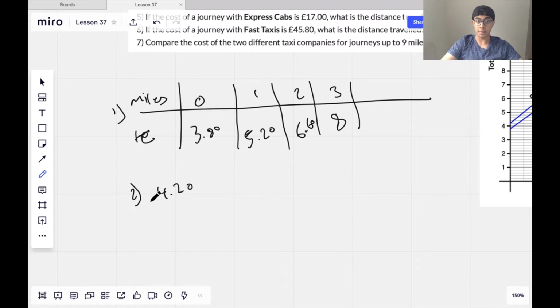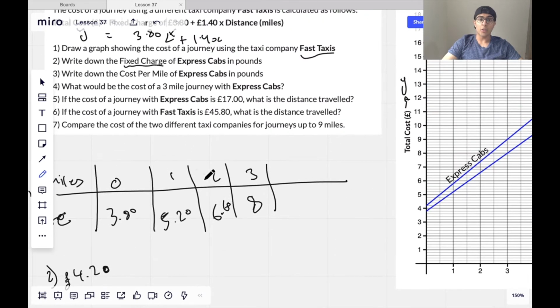And then it says in pounds, so it's really important to do the pound sign and the extra decimal place, 4.20, not 4.2. Another way to think about this is for the fixed charge: the fixed charge is when you travel 0 miles, how much will you be charged? So you can look at 0, and then up here, which is again the y-intercept.